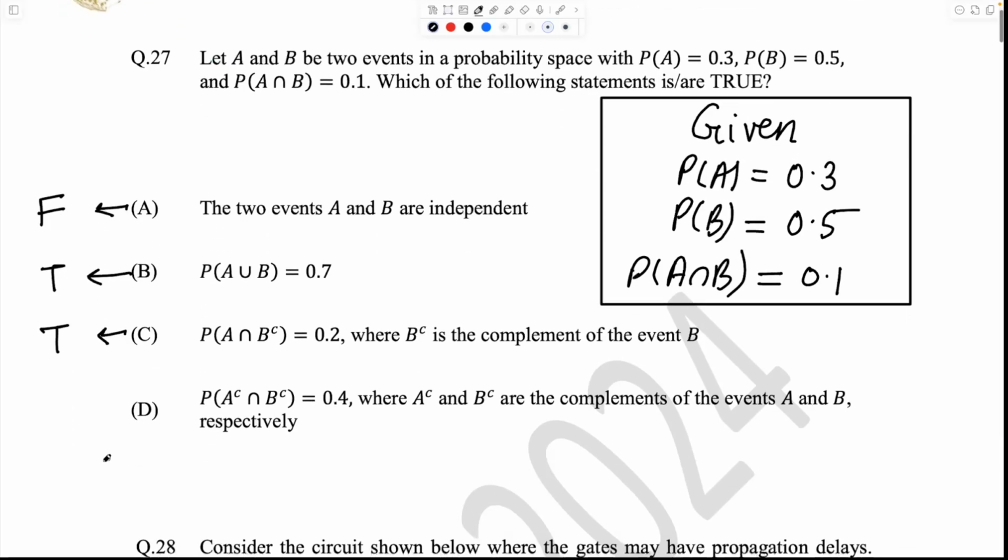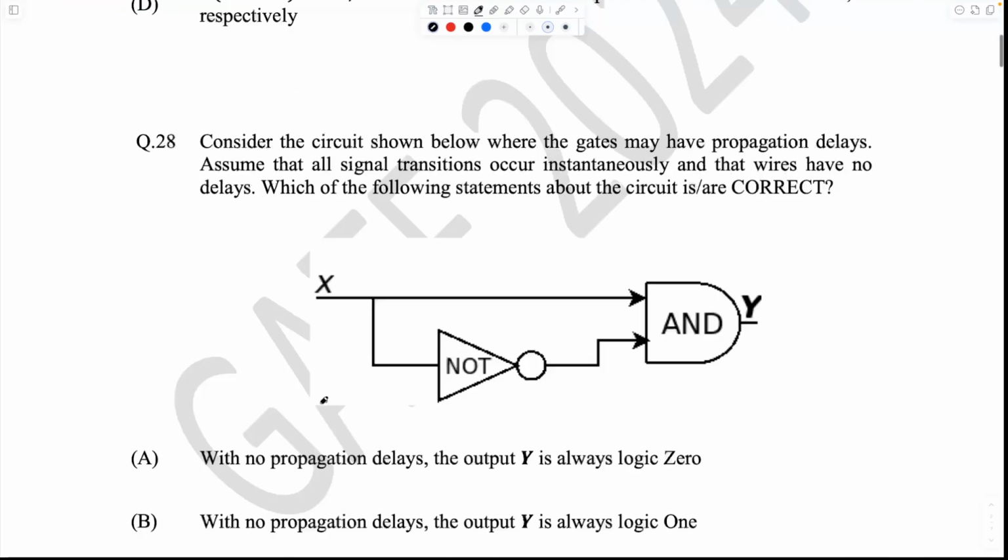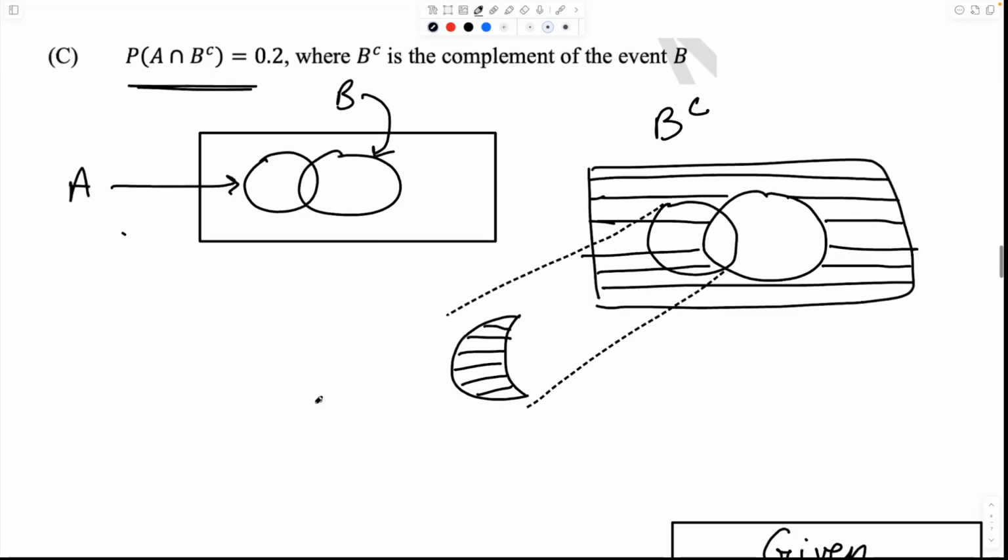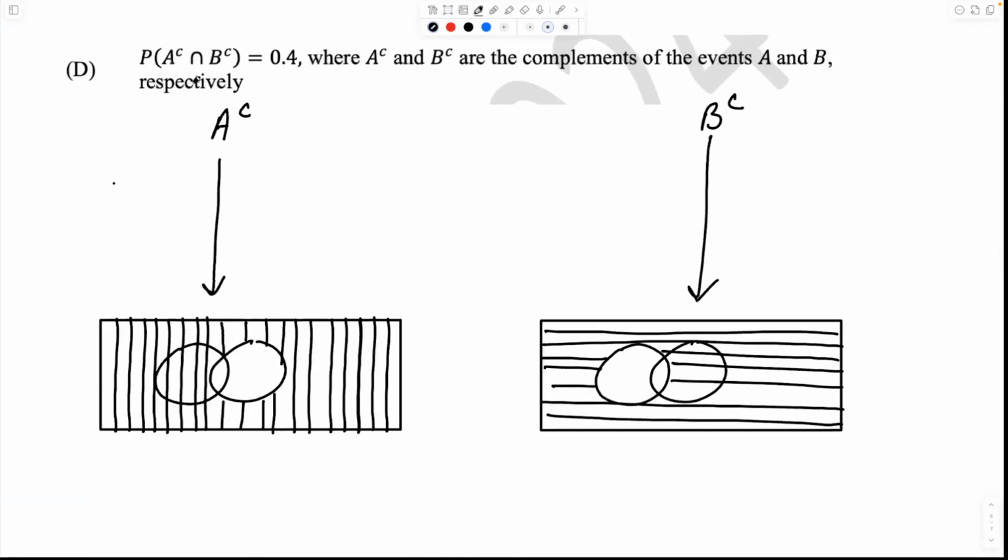Now the fourth option: A complement intersection B complement is equal to 0.4, where A complement and B complement, written as A raised to power C and B raised to power C, are basically the complements of both of them. So now we have to check for this value. Let's do that. So how can we find this value? There is the concept of De Morgan's theorem. You can read about it on the internet also.